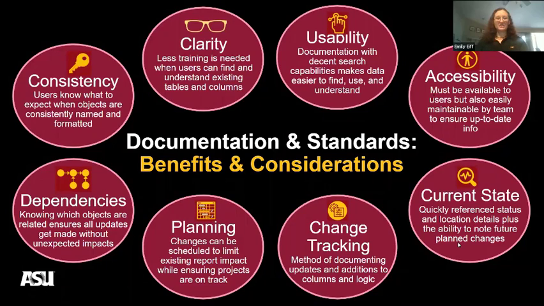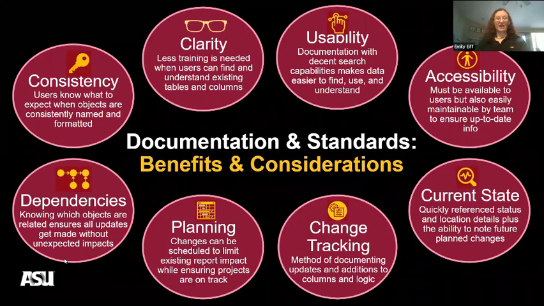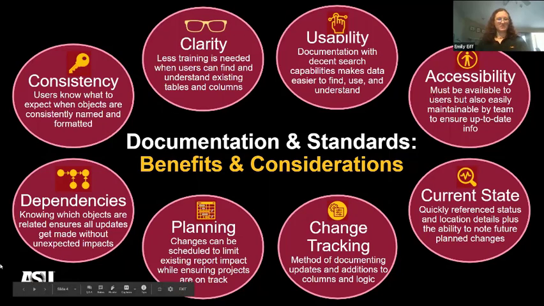Current state. It's helpful to know what your environment currently looks like and where it's headed. Change tracking. Having a place to note in-process and future changes allows for better coordination and communication. Planning, the ability to manage upgrades and changes with limited user impact while not missing key project deadlines. And finally, dependencies. Fewer surprises in the form of broken reports or incorrectly reported data caused by missed or forgotten relationships between changed objects leads to improved reliability and user trust.